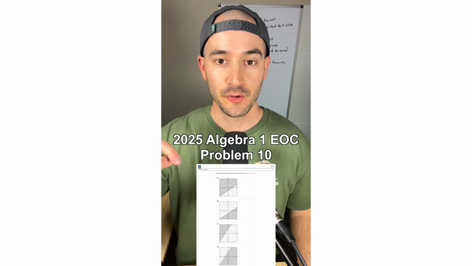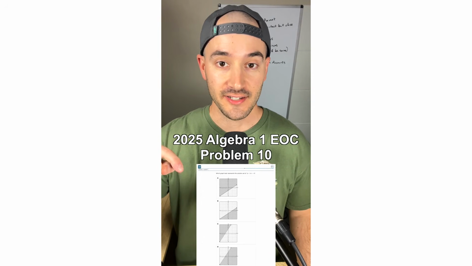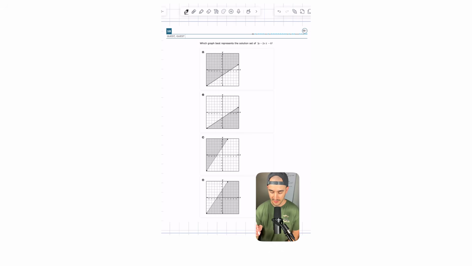This is number 10 from the 2025 Algebra 1 EOC. It says, which graph best represents the solution set of 3y minus 2x is less than or equal to negative 6? So I'm going to rewrite that inequality, and we're just going to go ahead and get this in slope-intercept form, which means we want y by itself.